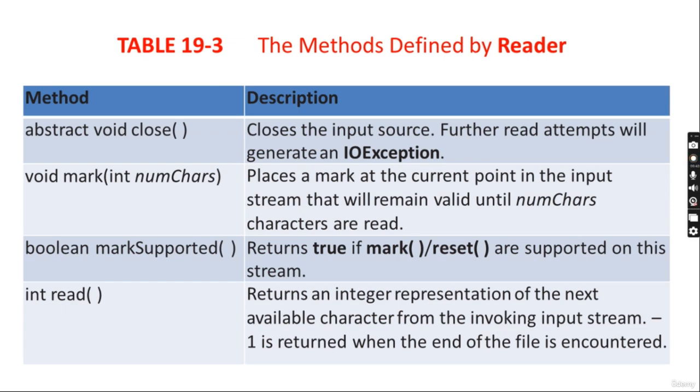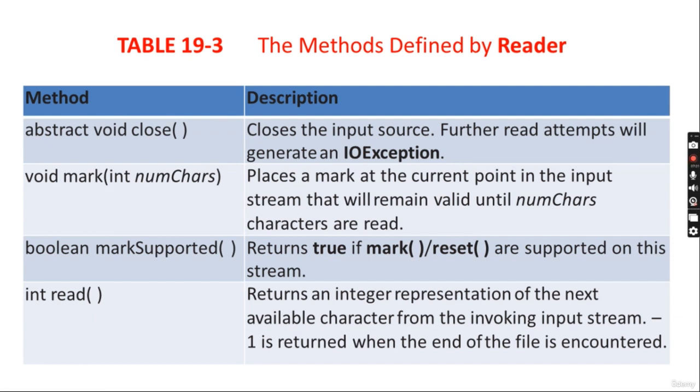Okay, so the Reader methods. Abstract void close() closes the input source. Further read attempts will generate an IOException. Void mark(int numChars) places a mark at the current point in the input stream that will remain valid until numChars characters are read. So you will place a mark at the current position where you are reading in the input stream, and it will remain until the number of characters specified in the brackets are read completely.